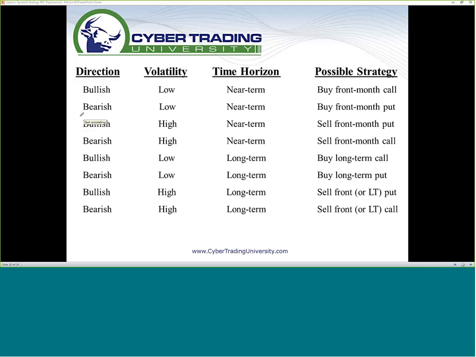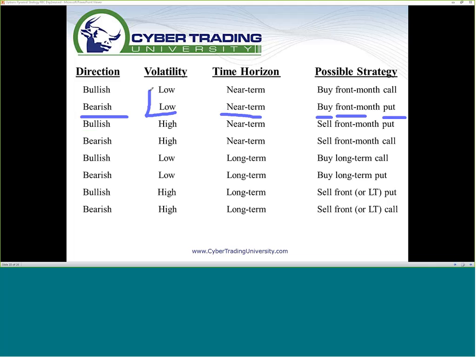Example number 2, we're bearish. We think the stock is going to go down. There's a low rate of volatility, and we think the stock is going to go down soon, in the near term. So what do we do? We buy a front month put. It's the same as the prior example, except we're bearish. We think the stock is going to go down. We could either buy a put or we could sell a call. Well, how do we know which one to do?